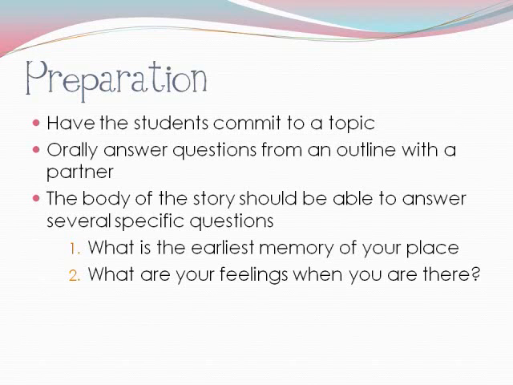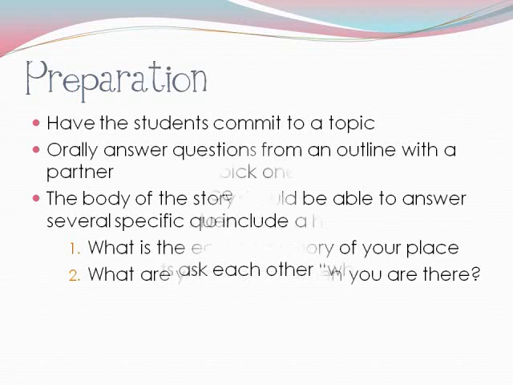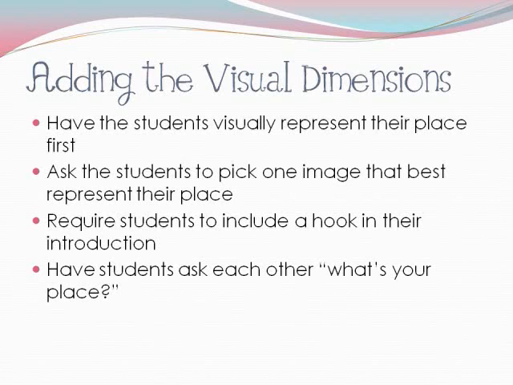The body of the story should be able to answer several specific questions. For example, what is the earliest memory of your place? What are your feelings when you go there? The students will then represent their place visually before they begin writing. Ask the students to pick one image that best represents their place. Also require the students to include a hook in their introduction. Have the students ask each other, "What's your place?" They can represent their place by drawing a picture, painting a picture, or creating a collage, or even using tidbits. This allows them to find more details about their place.